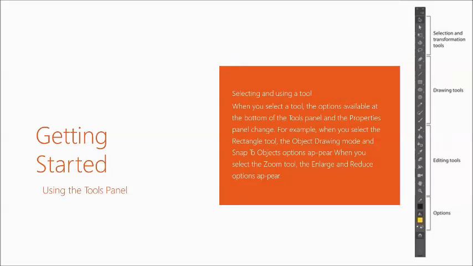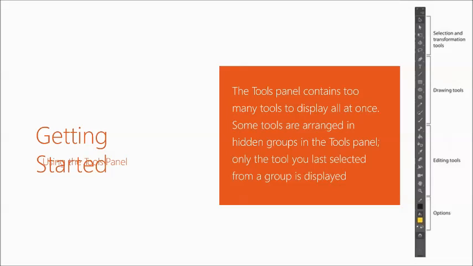When you select a tool, the options available at the bottom of the tools panel and the Properties panel change. For example, when you select the rectangle tool, the object drawing mode and snap to object options appear. When you select the zoom tool, the enlarge and reduce options appear. The tools panel contains too many tools to display all at once. Some tools are arranged in hidden groups in the tools panel, but only the tool you last selected from a group is displayed.